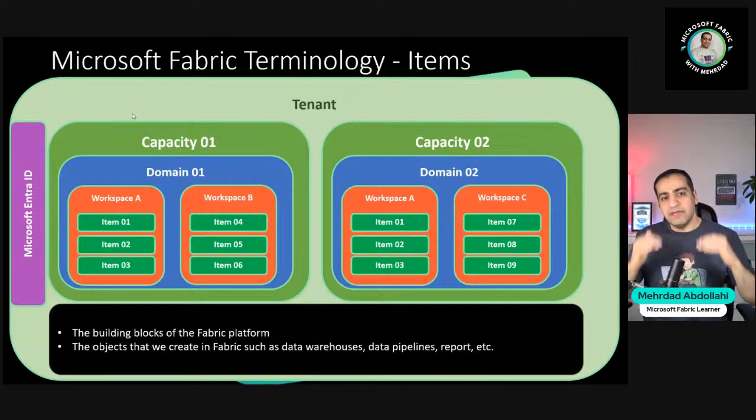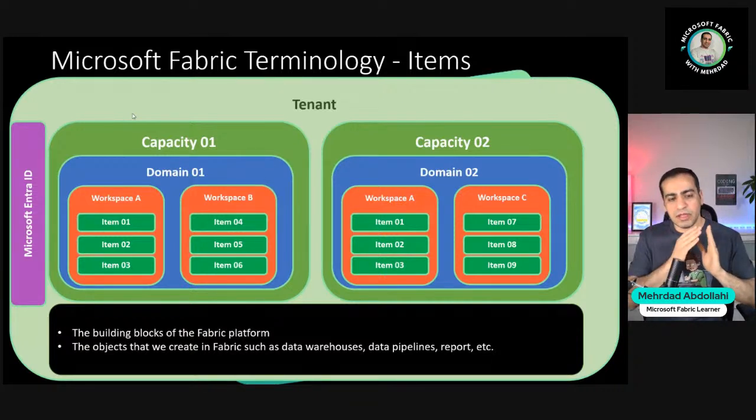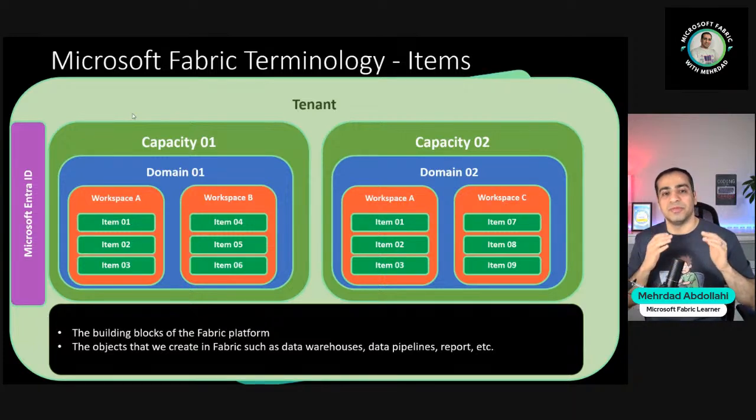There are 3 levels of components in Fabric that I would like to start from the bottom here. Items. The items are basically the smallest building blocks of Fabric platform, the objects that we are creating there, like reports, data warehouses, and data flows, whatever that is going to be created in Fabric.